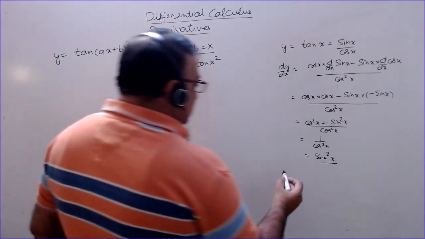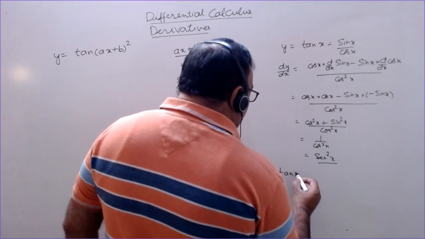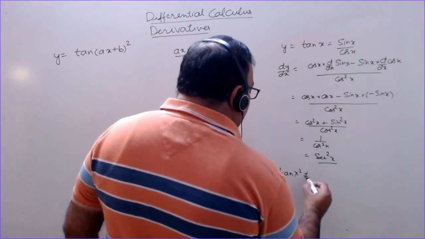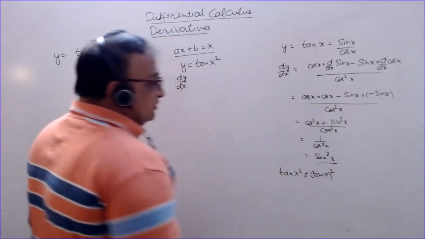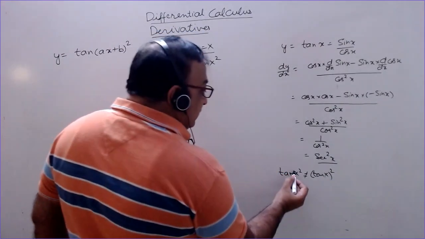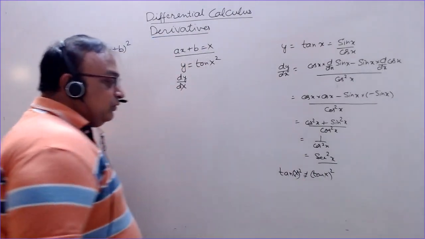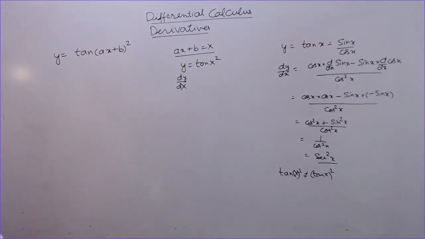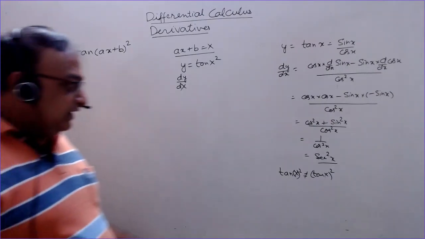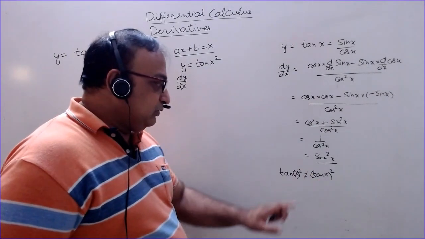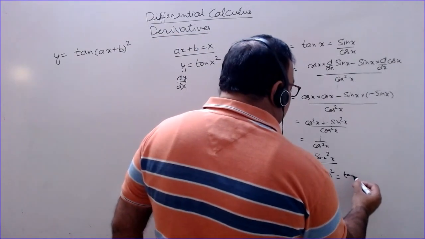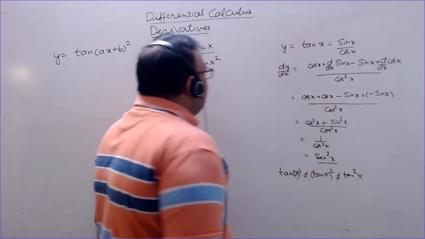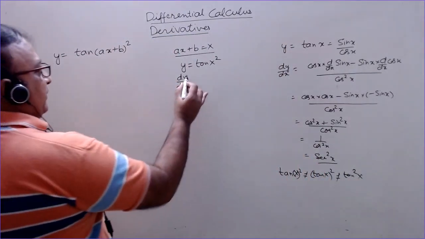One thing you should note is that tan of x square is not equal to tan of x whole square, because this is tan square x. This is just the square of x, so it should be included in the brackets. Students generally make this mistake. They understand that tan of x square is equal to tan x whole square, which is equal to tan square x.